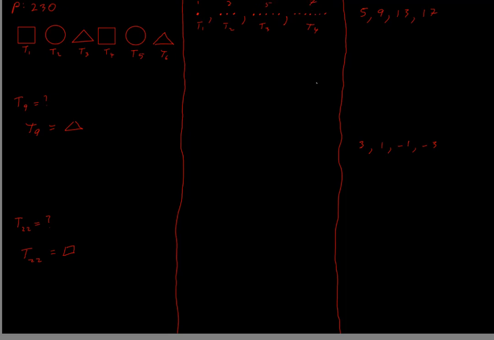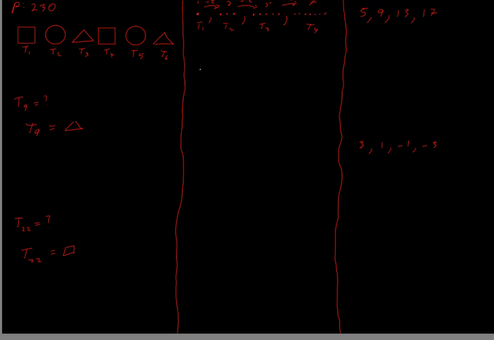Well, this pattern isn't repeating itself like the last one was, but there is still a pattern to it. What's changing each time? Well, I can see to get from 1 to 3, I'm adding 2 on. To get from 3 to 5, I'm adding 2 on. And to get from 5 to 7, I'm adding 2 on. So to get between each of my terms, I add 2.